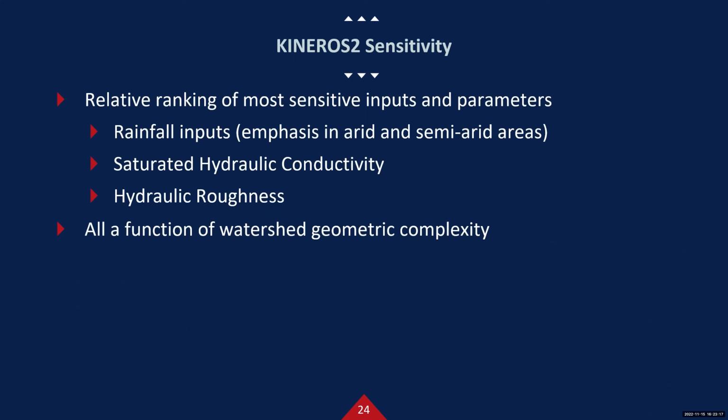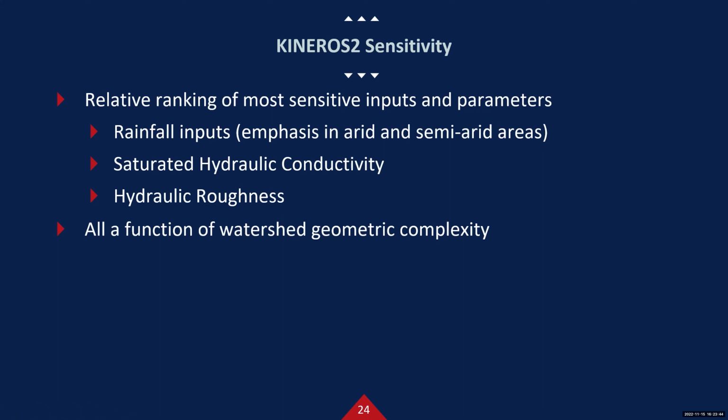Sensitivity. And this is: what are the most important things to try to either get data on or to adjust model parameters? And as Phil showed you in the last presentation, rainfall inputs are the most critical issue.